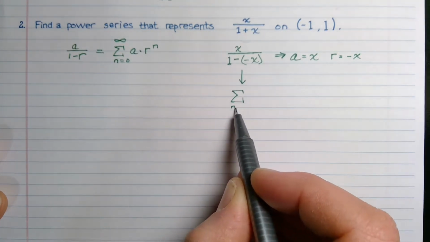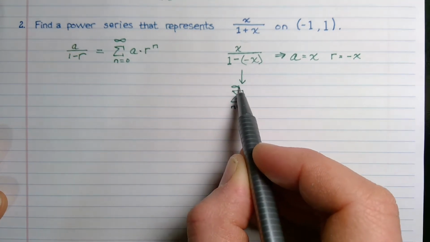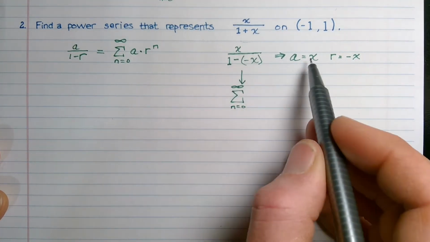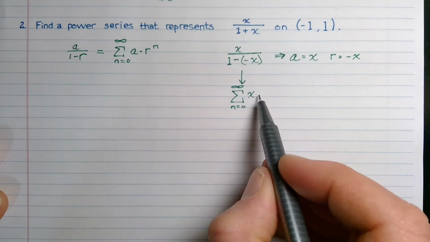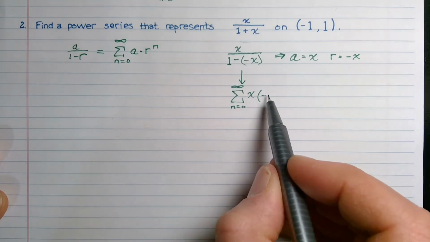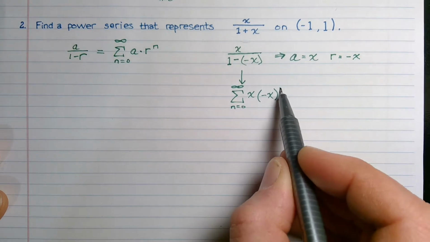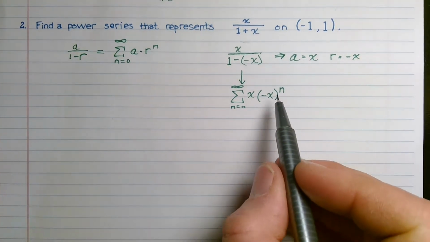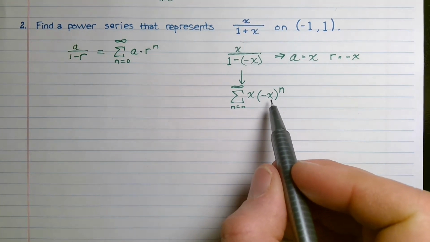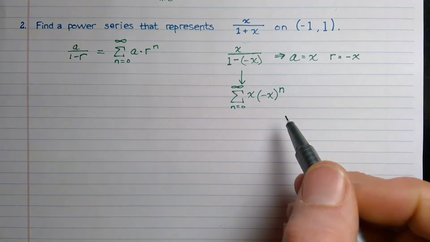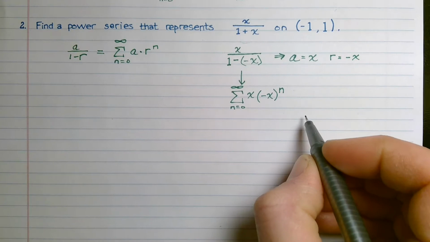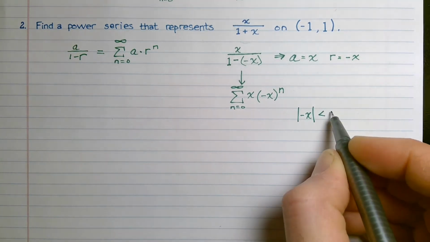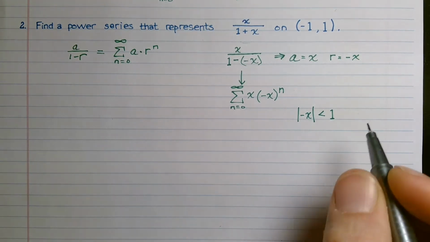Right, we're going to go from 0 to infinity, and it's a, which right here is x, times the ratio, negative x, to the n. Now this does converge on the interval -1 to 1, right? So as long as the absolute value of that ratio is less than 1, we should be okay, right?